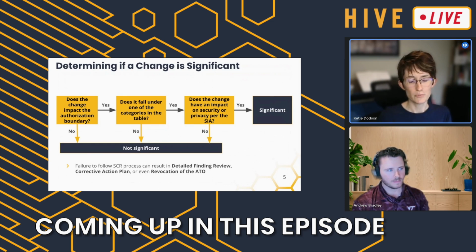And at this point, you might be wondering, why do I even have to care about this? Why can't I just follow my standard change management processes? If you don't follow the SCR process, it could result in anything from a detailed finding review, a corrective action plan, or worst case scenario, revocation of your ATO.